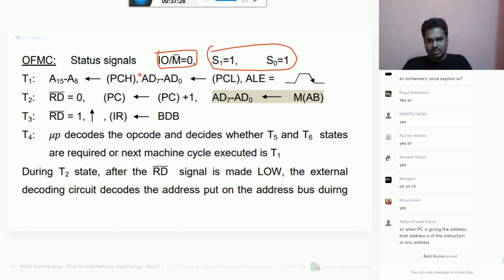Now come here. Step by step analysis. First T state, what happens? In the first T state, the address bus is copied with the higher order PCH, and the lower order is copied with the lower order PCL. Address latch enable will be 1. This line is clear, no doubt.